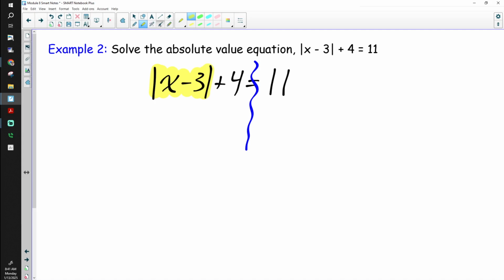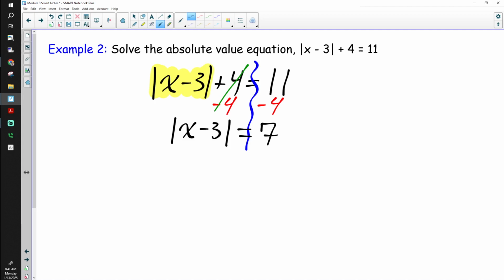And we know we do the opposite. So what will I do to both sides? Subtract 4 on the left, subtract 4 on the right. On the left, they die. Left with x minus 3 equals 11 minus 4, which is 7. Step 1 done. We isolate the absolute value.